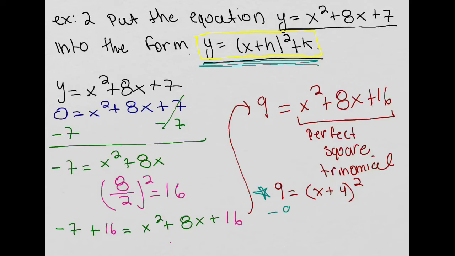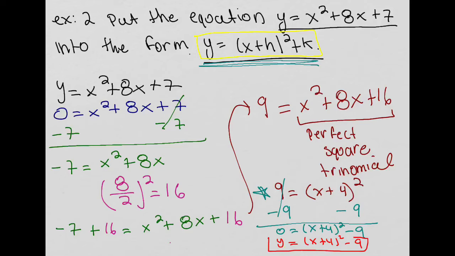So what I'm going to do, I'm going to minus the 9. This is going to be 0 equals x plus 4 squared minus 9. And the last step is to change the 0 to a y. Okay? And then that's in the form. Change the 0 to a y. And that's my answer in this format.